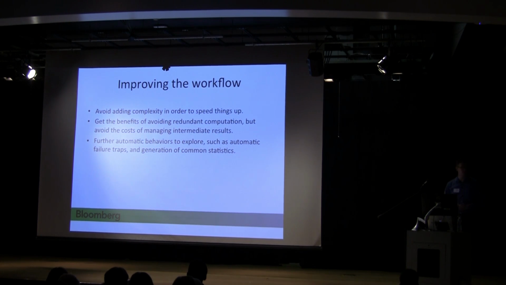So we want to get the benefits of avoiding this redundant computation, but we also want to avoid the cost of having to manage all these things, always worrying about what goes in, what comes out. You just want to write it as if it's a straight shot. And also, because I've gone through this effort to find distractions, there are other things we can do if we're in a position to be switching checkpoints. We can do things such as automatic failure traps and generating common statistics automatically. So there are fun new things.